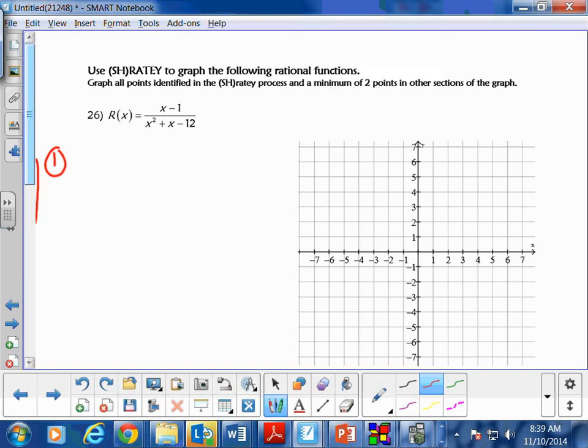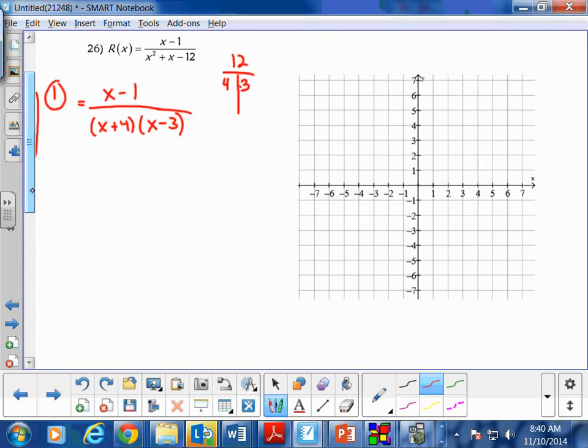Now this one means that we could factor the bottom part. We're going to see if we could try to factor. I'm going to use 12 and think about what two numbers could add up to 1, and I could automatically think about 4 and 3. So for this one, I'll have x minus 1 over x minus 3 times x plus 4. Since I want this to be positive, this is going to be negative 3, so I'll have plus 4 and x minus 3. If you notice this, I've simplified it, so I've done step 1.